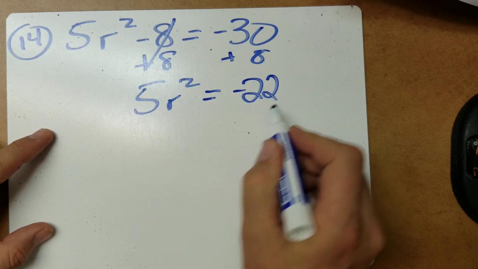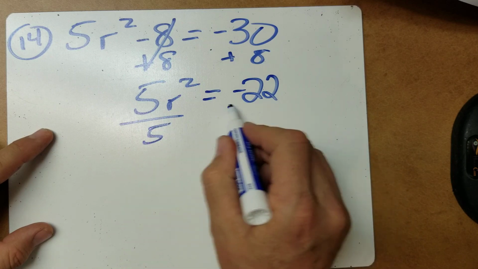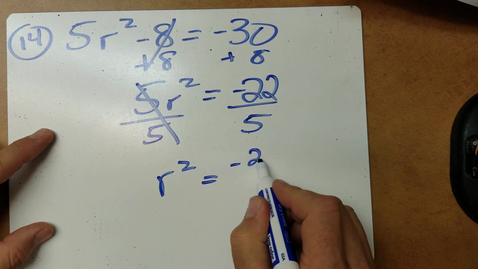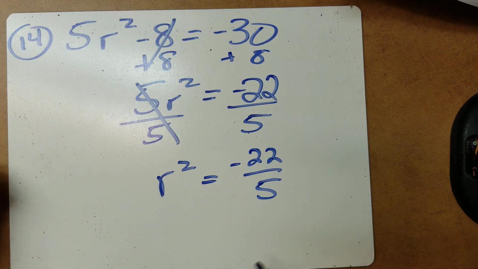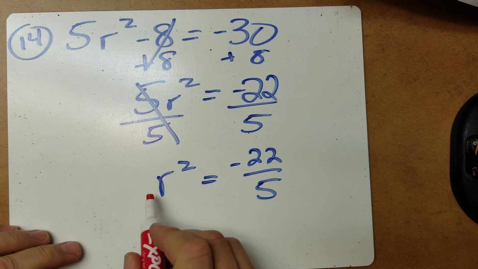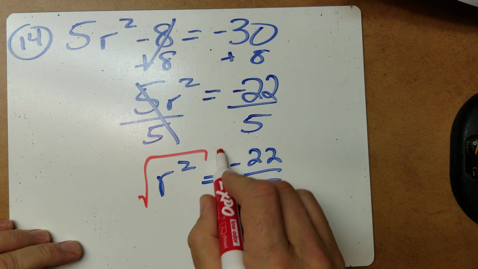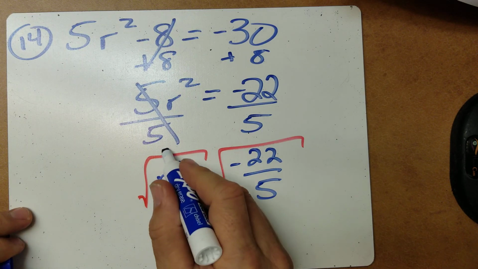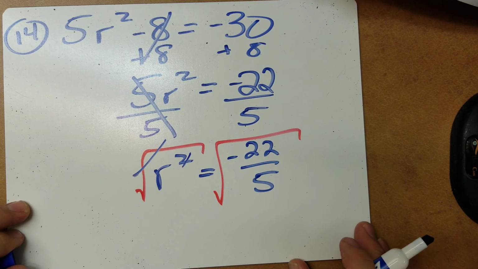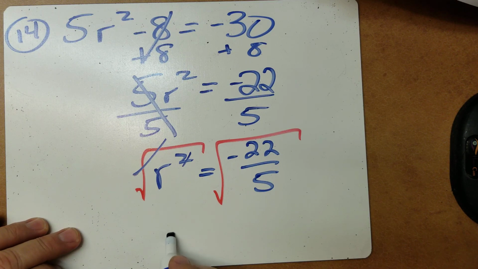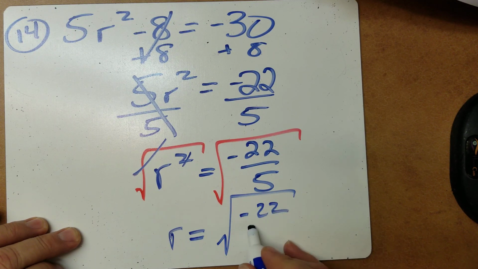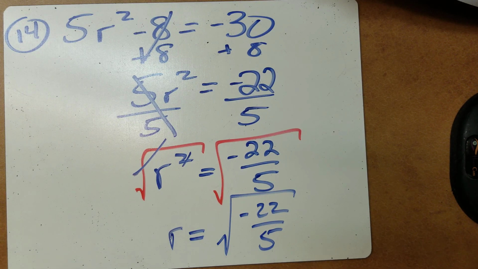Here's what most people are doing, and this should be pretty simple, like that, like that. This goes away, get r squared equals negative 22 over 5. And so I'm pretty confident that everybody's doing that much, and then probably taking the square root as well. And that's all good, right? This goes away, and you are doing things correctly. This ends up being r equals the square root of negative 22 over 5, and that's where our problems start.